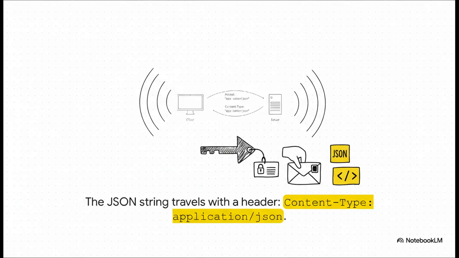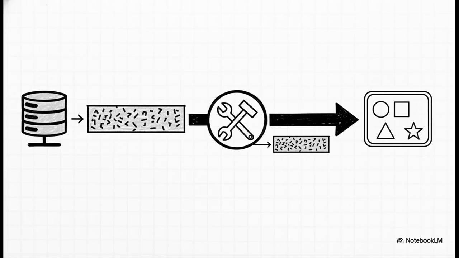But wait, how does the server know what kind of data it's getting? Well, it comes with a header, a little label that says content type, application/JSON. This is like telling the postal service what kind of item is in the package. It tells the server, hey, I'm speaking JSON. So when the server gets this text, it does the exact opposite. It uses a command called JSON.parse to deserialize the message, which means it turns that flat string back into a perfectly structured object. This is like opening that flat pack box and reassembling the furniture exactly as it was before.